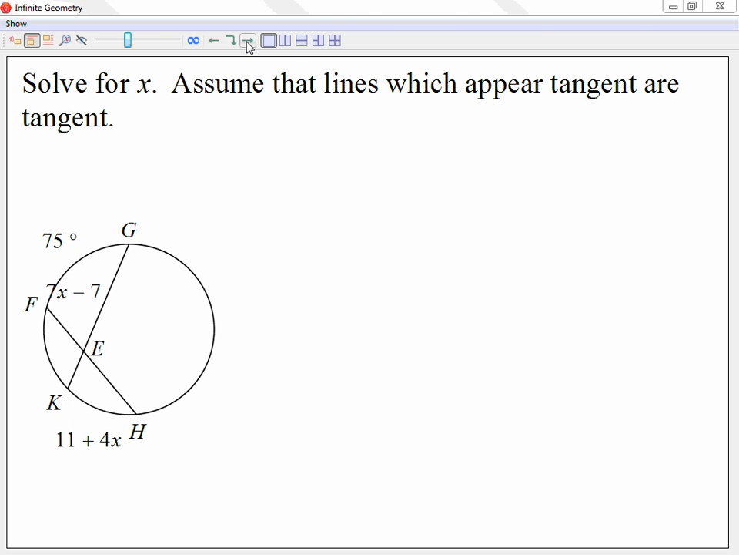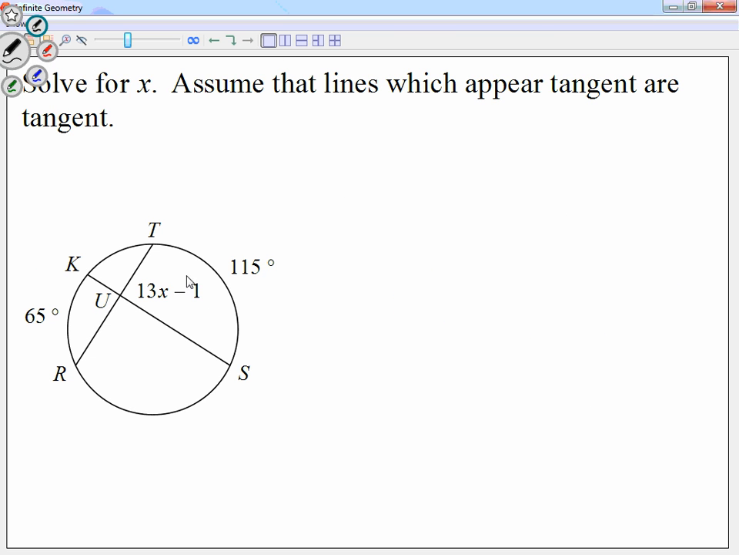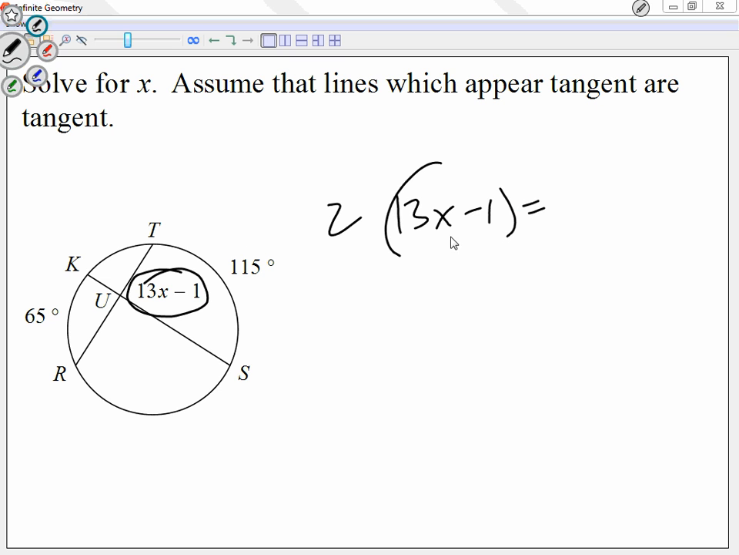All right, let's look at my last example. The angle in this case is 13x minus 1. So the angle, 13x minus 1, times 2. And my arcs in this case, 115 plus 65. So I'm going to go 115 plus 65.